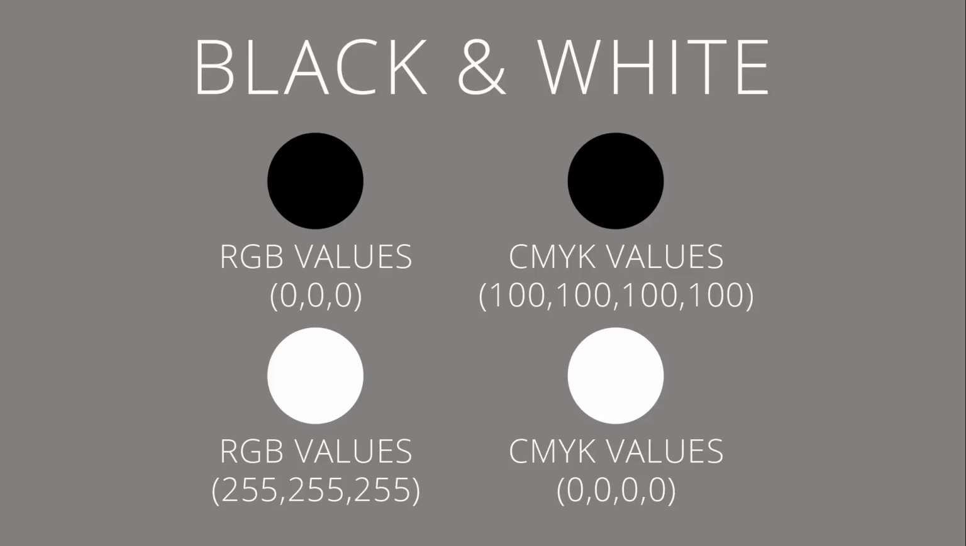In the CMYK system, which is subtractive, the values for black are the max of each of the four pigments because black absorbs all color and is the darkest color. And the CMYK values for white are all zero because white reflects all color as opposed to absorbing it.